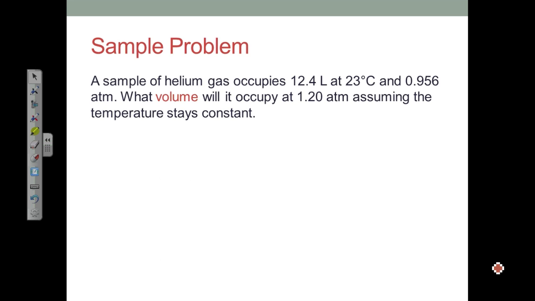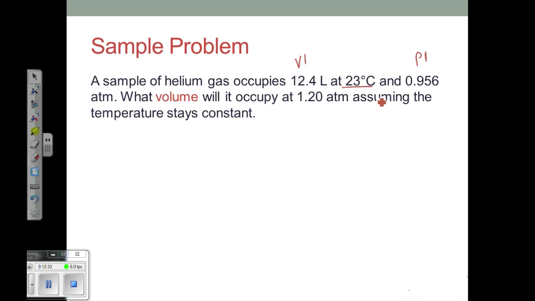All right, so try this problem. We just went over our equation, P1 times V1 equals P2 times V2. So what you can do is go through and label this: here's your P1, here's your V1, and they give you this temperature, but then they say, assuming the temperature stays constant. They told you it's going to remain constant throughout our experiment, so you don't have to worry about it.